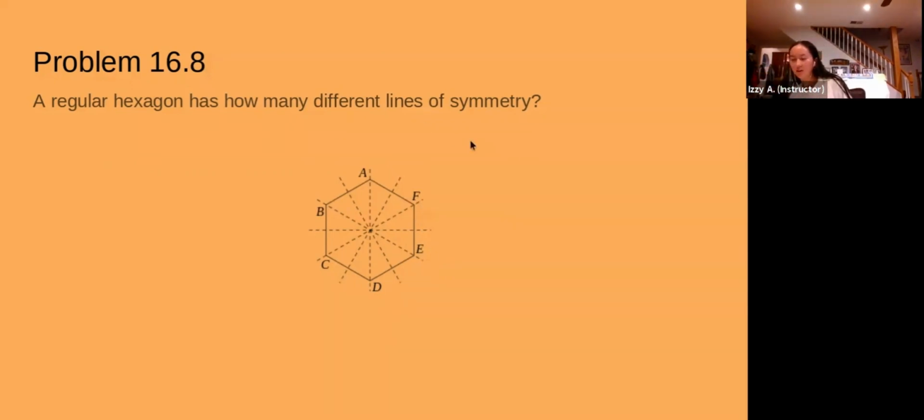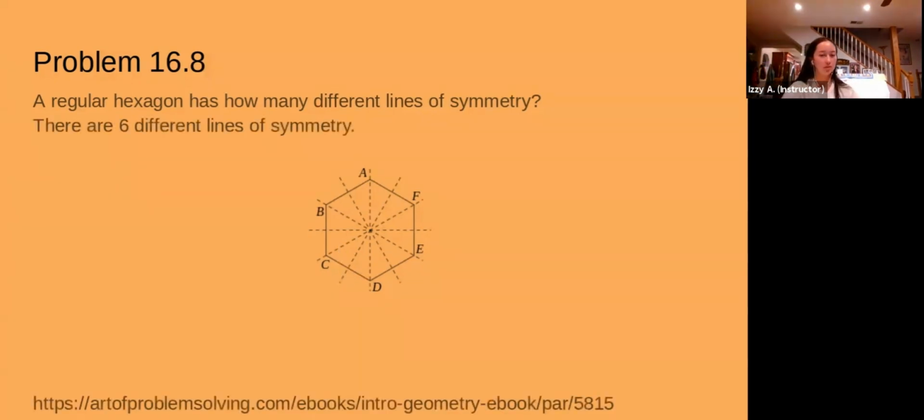Depending on what the question asked for exactly, your answer could be 6 or 12. In this case, when it said a regular hexagon has how many different lines of symmetry, they're asking you to completely split the hexagon in half. So in order to do that, you would have drawn 6 full lines. So for this question, you could say that there are 6 different lines of symmetry.